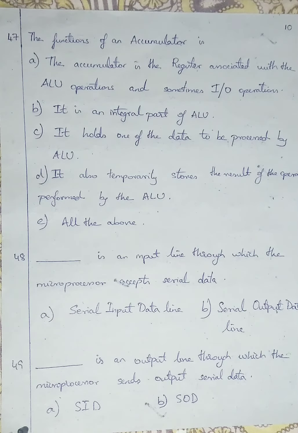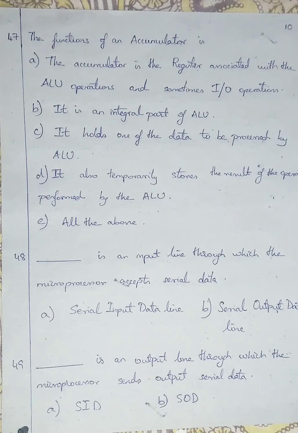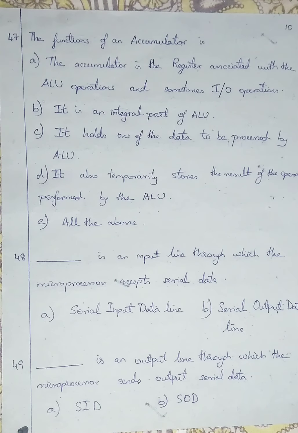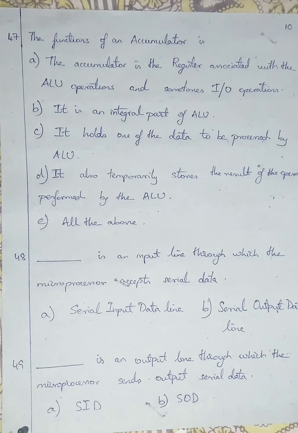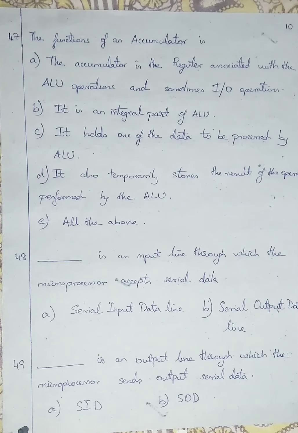It holds one of the data to be processed by ALU. If there is a command like 3 into 7 plus 5, in that case 3 into 7 is 21. The 21 result will be stored temporarily in the ALU, that is in the accumulator section. Accumulator is also called the A register, and it is also used for memory purposes. That intermediate result is stored in the accumulator, that is, 3 into 7 equal to 21, plus 5. That 21 plus 5 is stored in the accumulator for some time if there are any operations done on the microprocessor. So it holds one of the data to be processed by ALU.